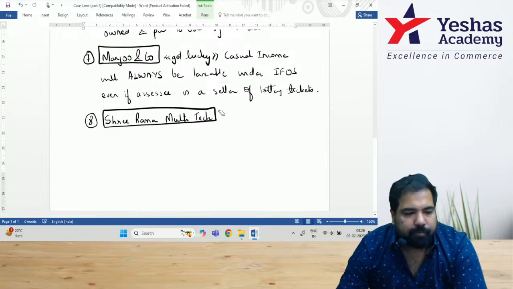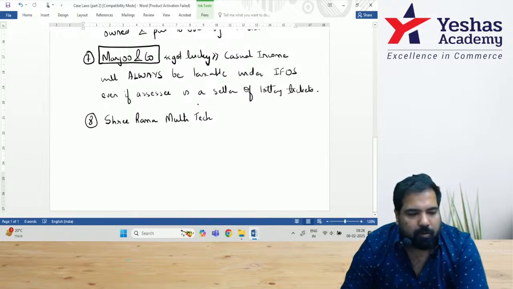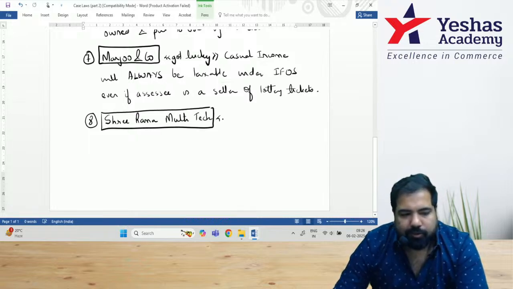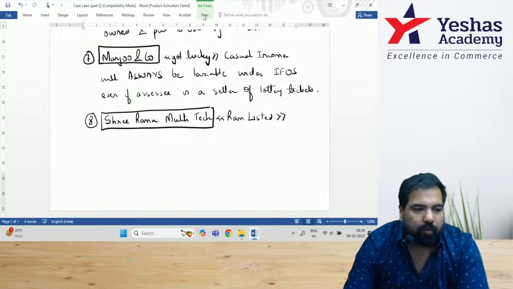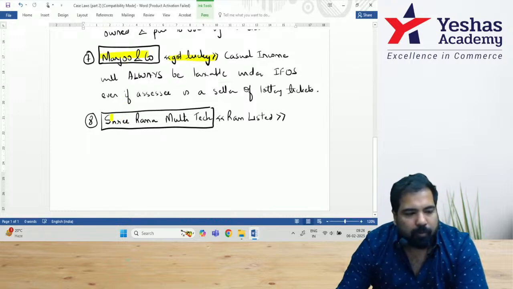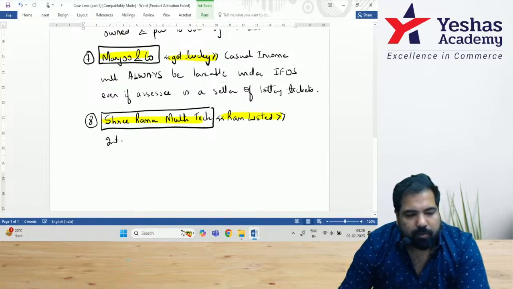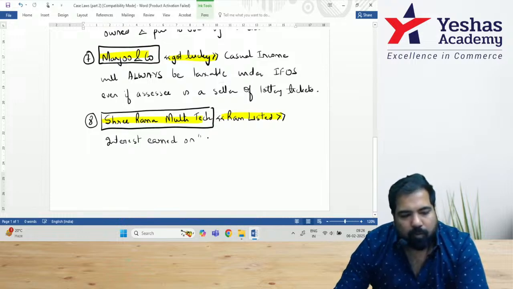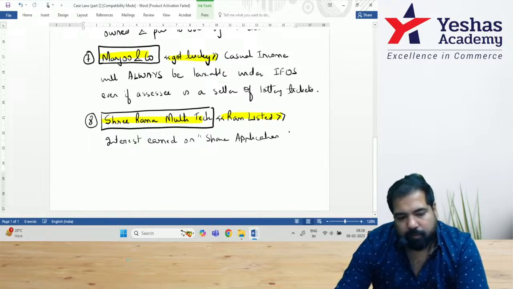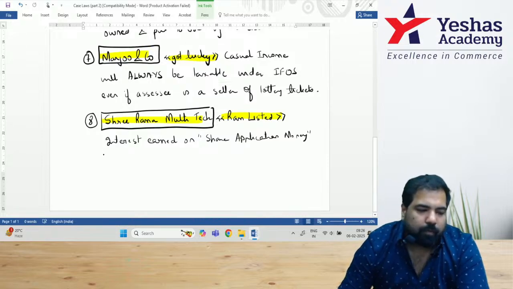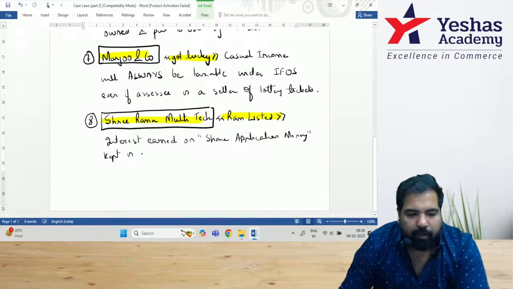Sri Rama Multitech. Even Rama is listed, right? Just random shortcuts to help you. Interest on share application money kept in bank will be considered.